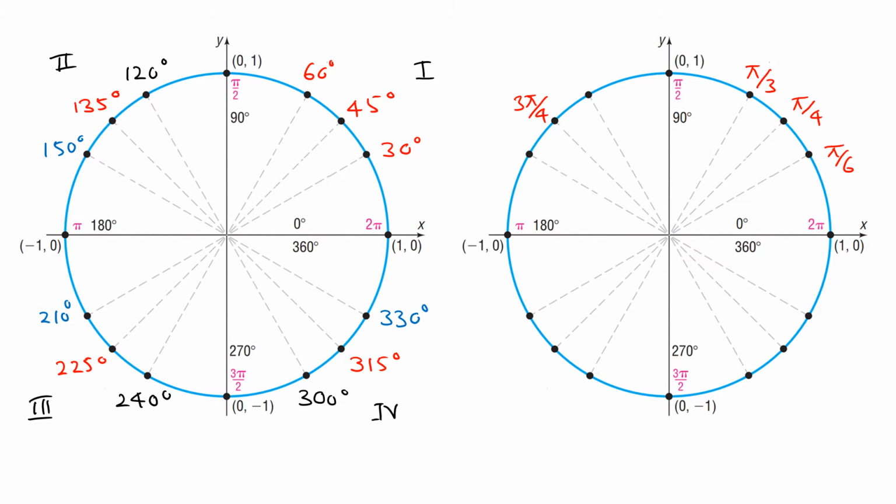On the third quadrant, we have 3 pi over 4, so this is 5 pi over 4. So how do you get it? You can add pi over 4 to pi, and then on the other side we have 7 pi over 4.